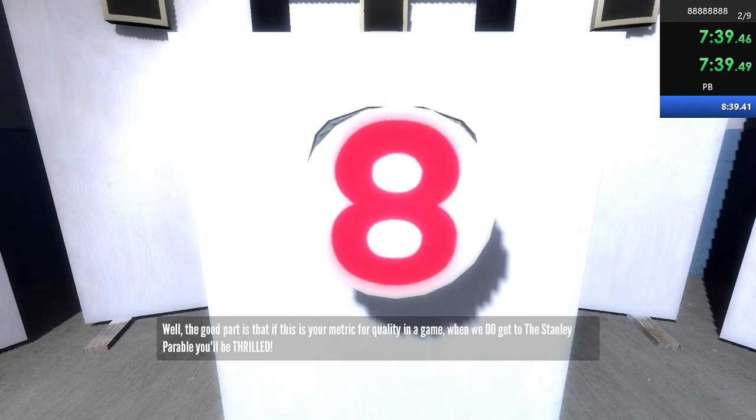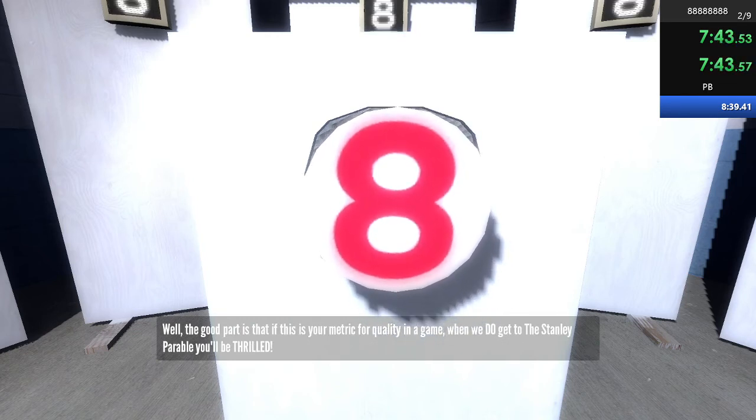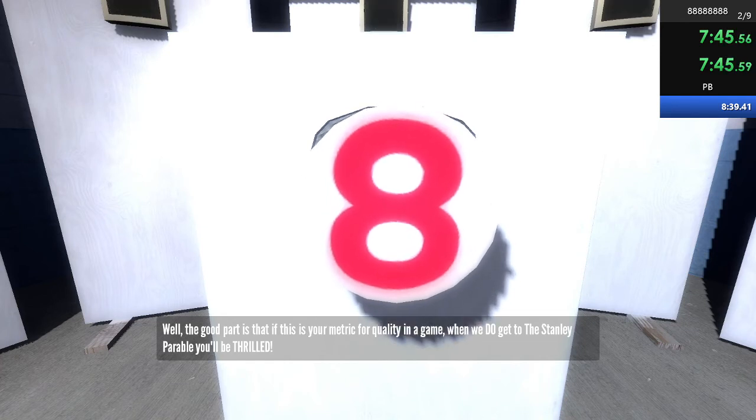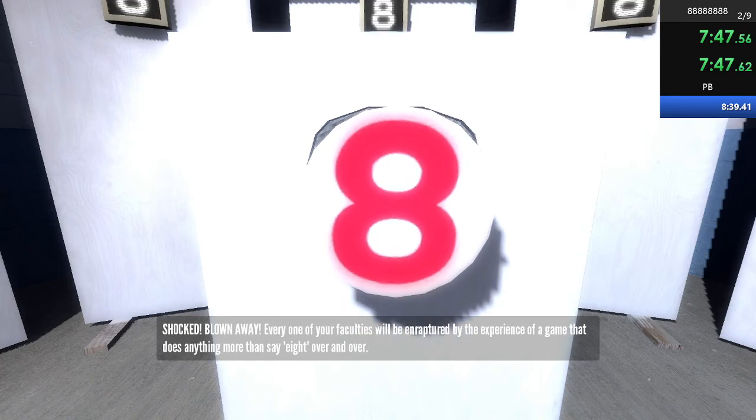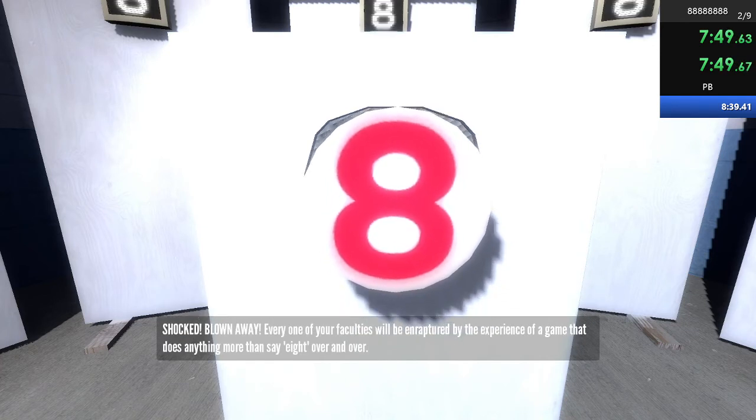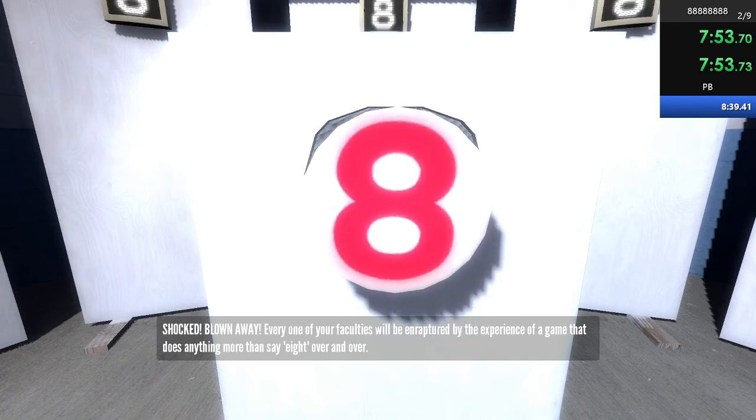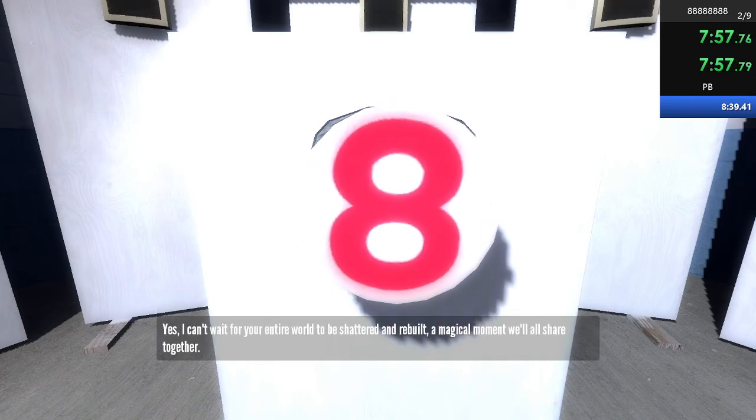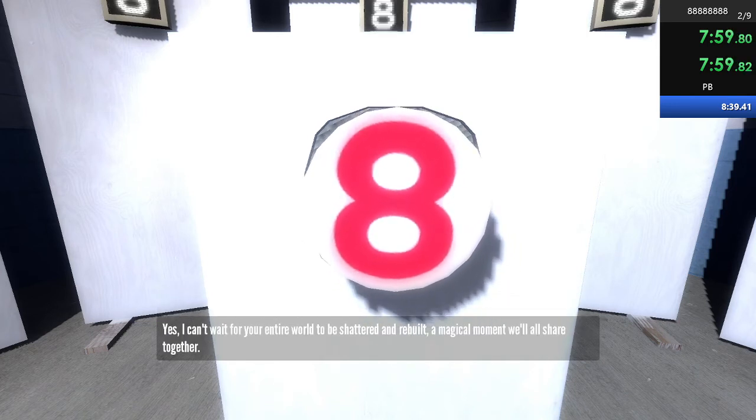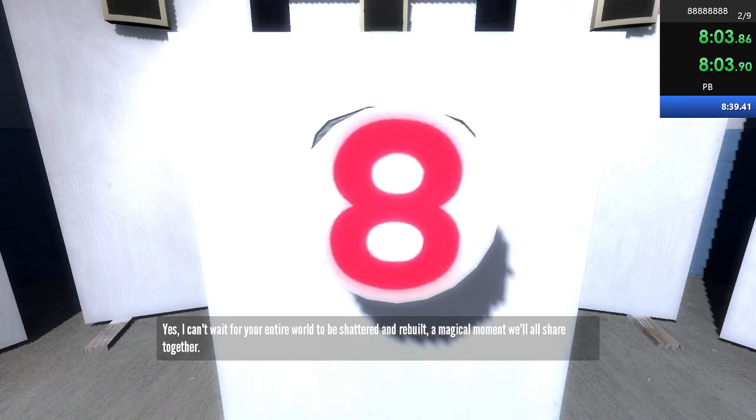Well, the good part is that if this is your metric for quality in a game, when we do get to the Stanley Parable, you'll be thrilled, shocked, blown away. Every one of your faculties will be enraptured by the experience of a game that does anything more than say 8 over and over. Yes, I can't wait for your entire world to be shattered and rebuilt. Magical moment we'll all share together.